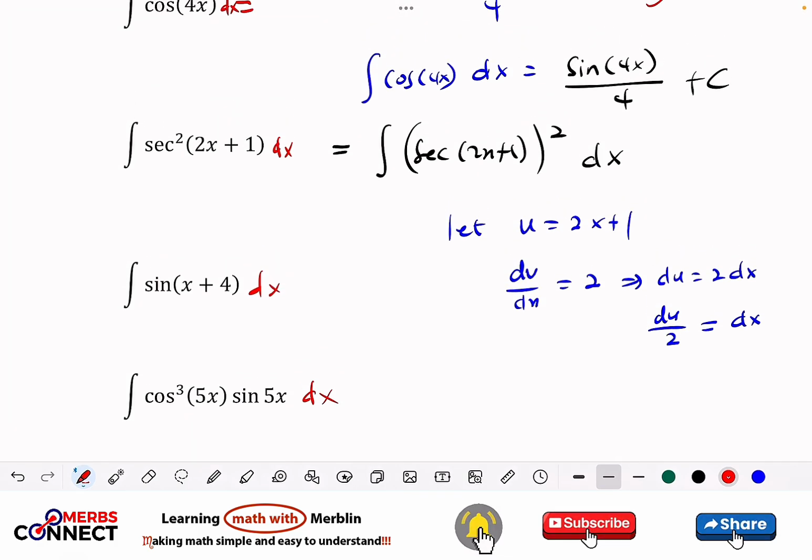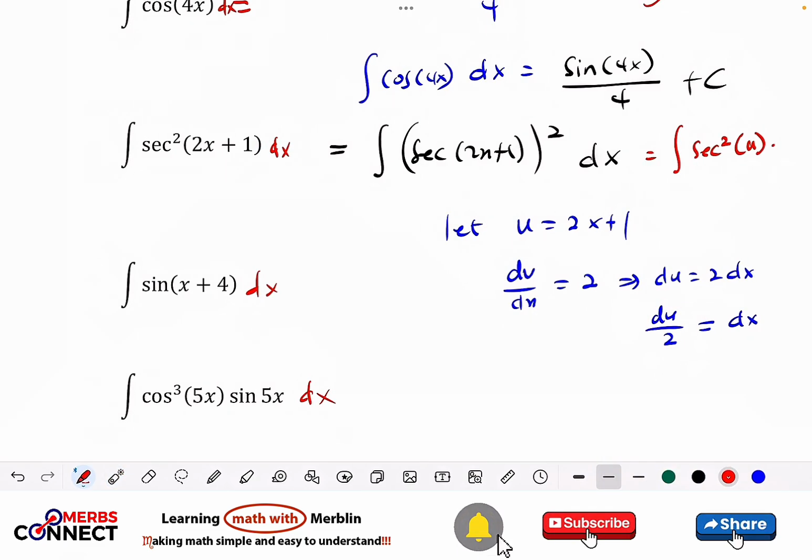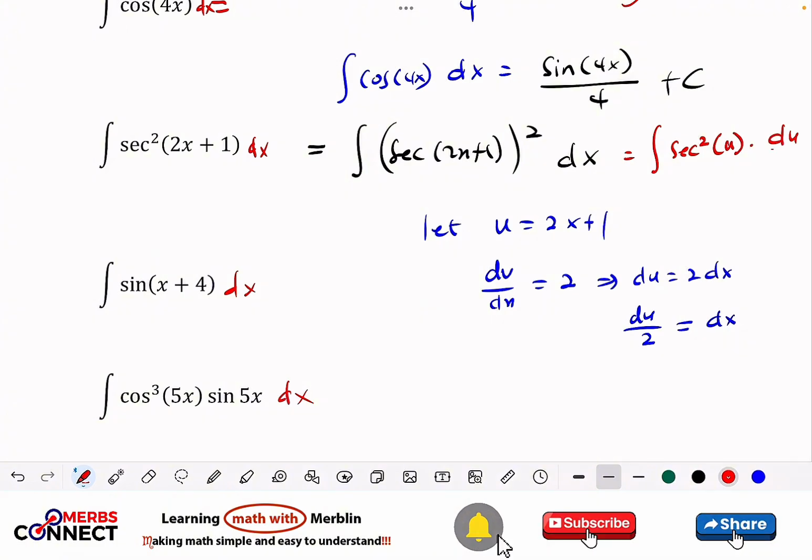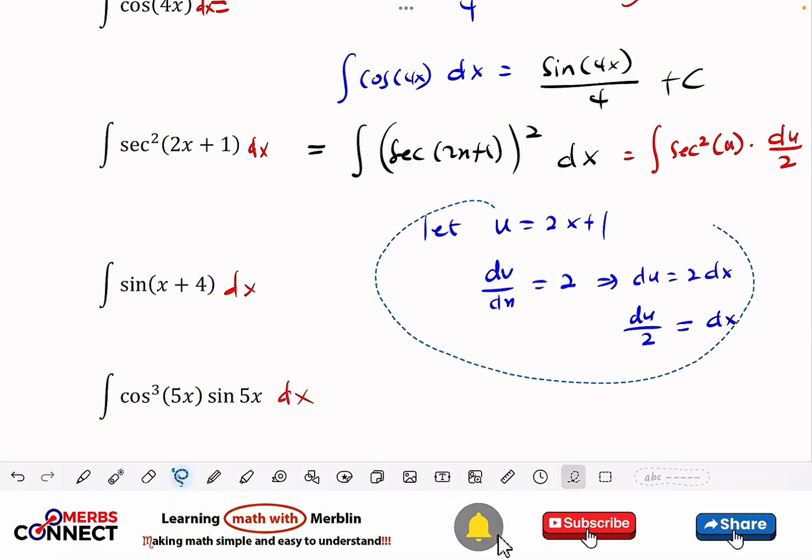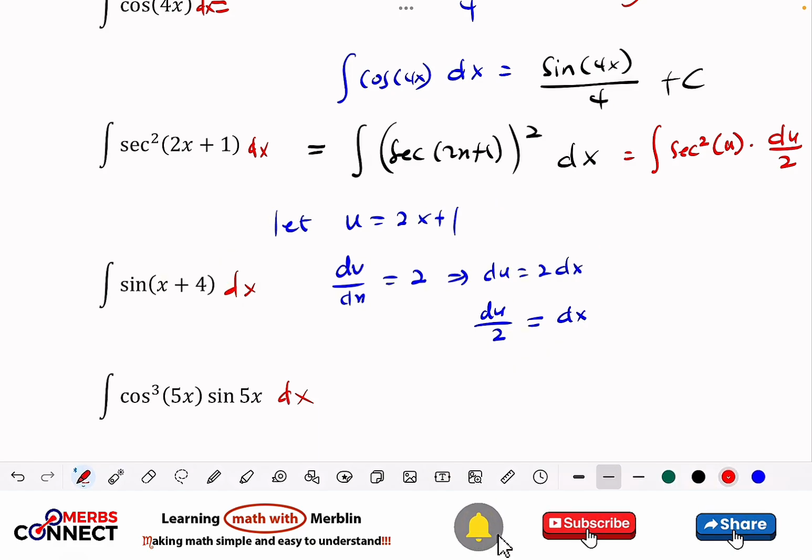Now this is going to give us integration sec. So let me put the square back to where it was. So I'm going to have sec squared, and then everything in the parentheses here is now equal to u. So I'm going to have the u times dx is equal to du over 2. So guess what I'm going to get from here? This is going to give us 1 over 2 sec squared u du.